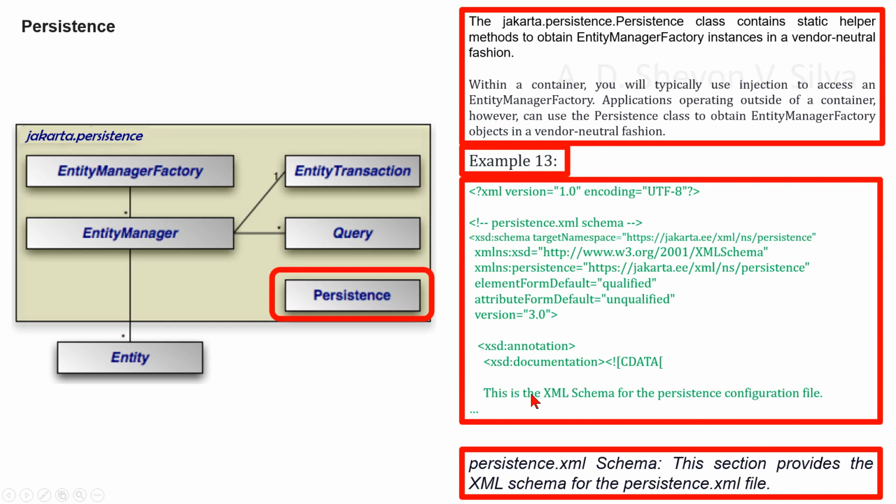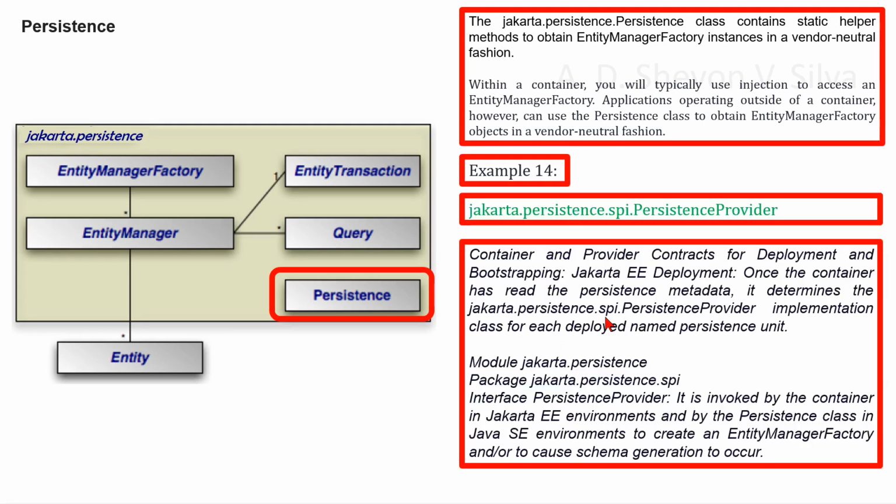This section provides the XML schema for the persistence.xml file. We are considering Jakarta EE deployment, container and provider contracts for deployment and bootstrapping. Once the container has read the persistence metadata, it determines the Jakarta persistence provider implementation class for each deployed named persistence unit.